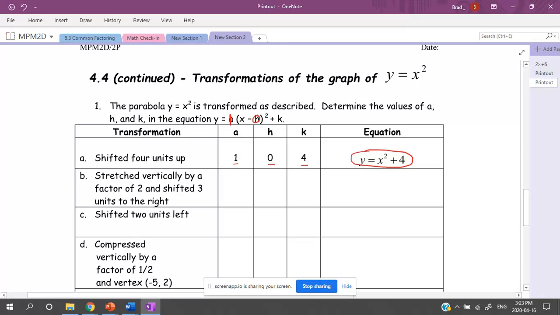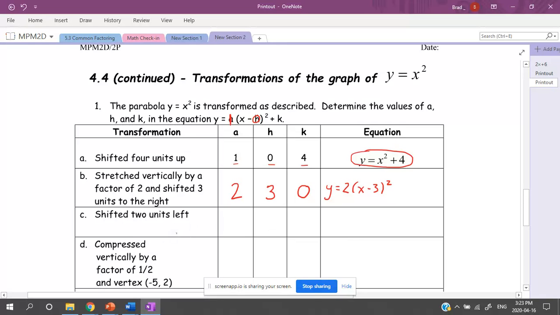So let's say we've got a parabola that has been stretched vertically by a factor of 2. So that's going to be a, right? And shifted 3 units to the right. So that means that h is 3. It doesn't say anything about it being translated or shifted upward or downward, so that means k must be 0. So what would that equation look like? Well, let's write out the form. So y equals a times x minus h, that's 3, squared, plus k, except k is 0, so we don't have to write it.